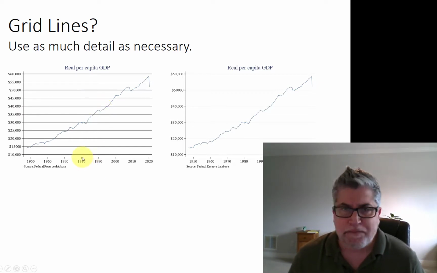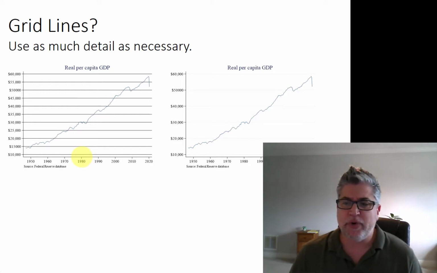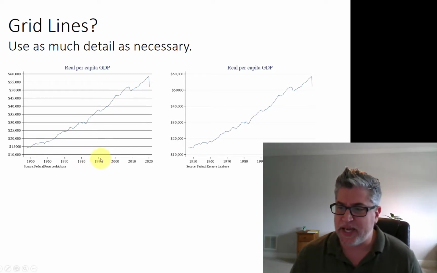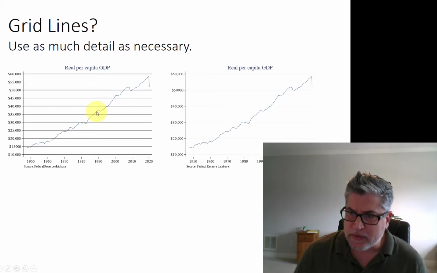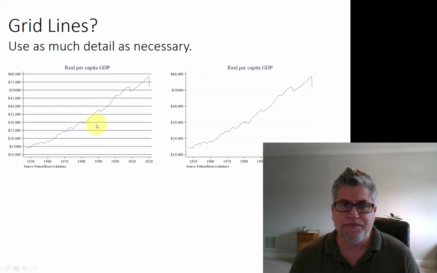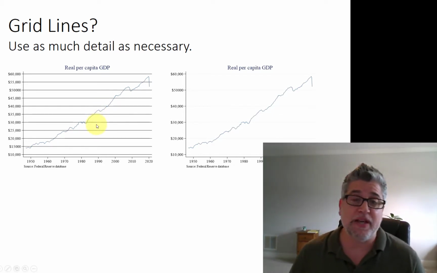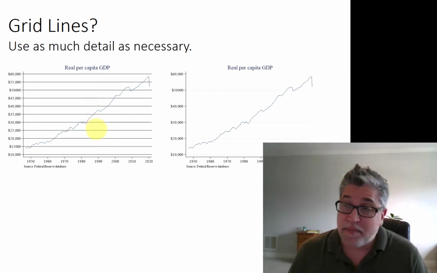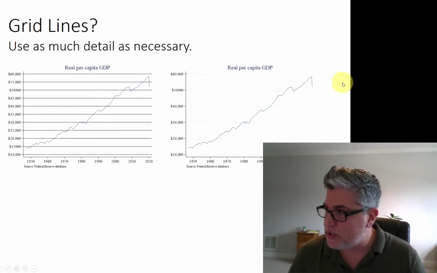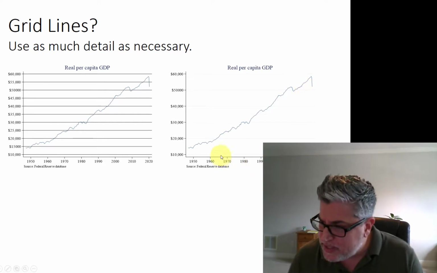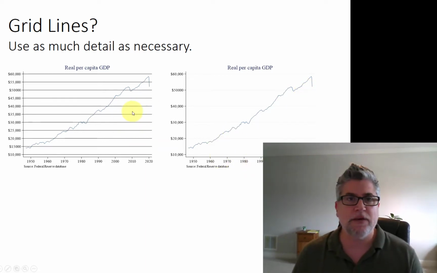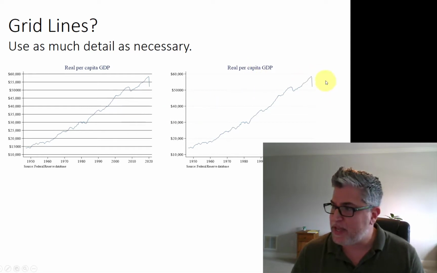It's unlikely that I want my reader to know exactly what income was in 1990, and then I go up and I see there, and so it looks like it was around 37,000. I don't think that's what I want from my readers. What I want my students to know is that coronavirus recession. So I don't need all that detail with all these lines here. I just want that to be visible.